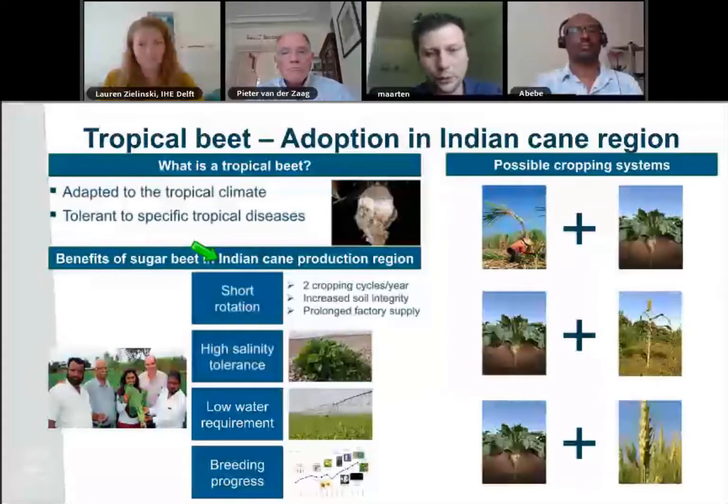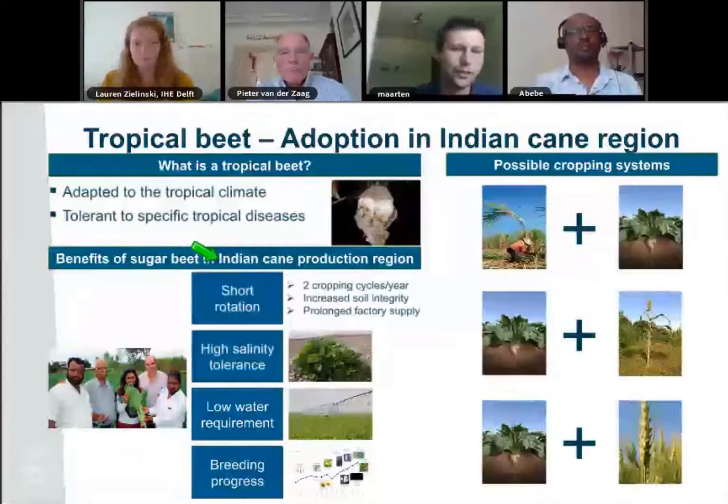And then the third option is what we know best from the temperate region, that you rotate sugar beet with cereals or other crops. And in more southern regions, subtropical, tropical regions, this has an advantage again that you can do 2 croppings within one year, and maintain a better soil quality by rotating.